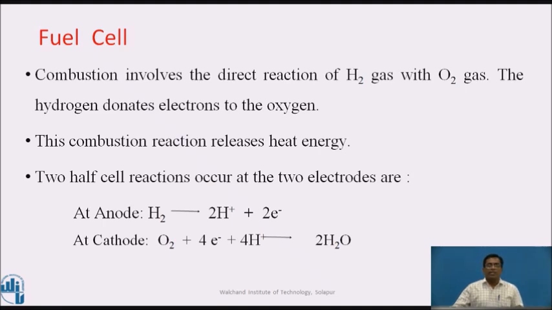So the reactions at the two different half cells occur likewise. At the anode, hydrogen dissociates to form 2 H plus ions plus 2 electrons. At the cathode, oxygen accepts 4 electrons in the presence of protons and gives us water molecules.